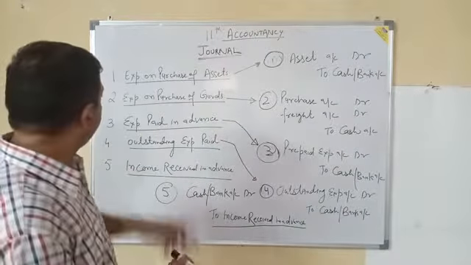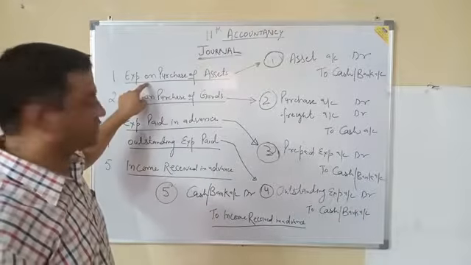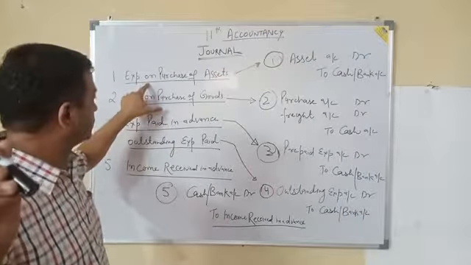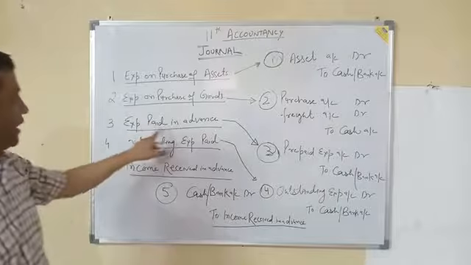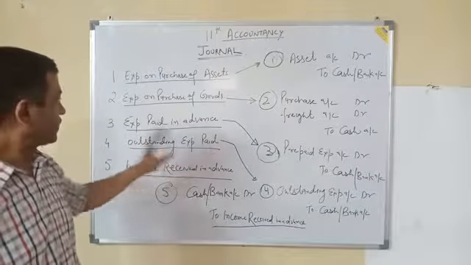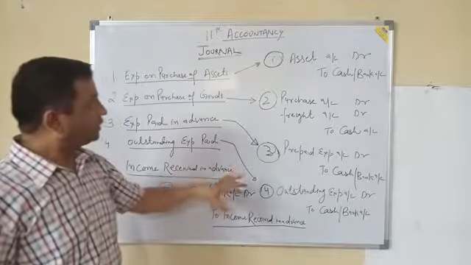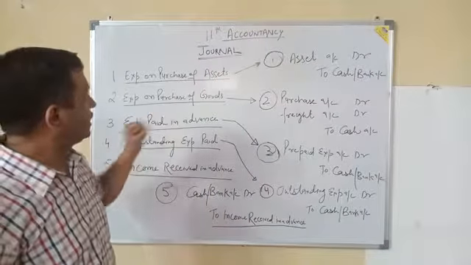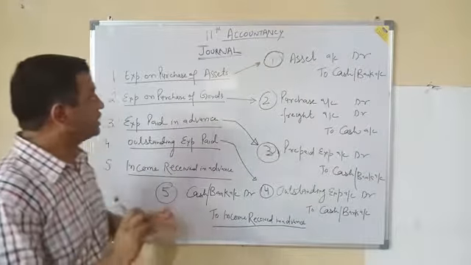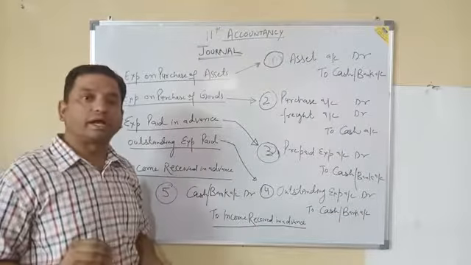So these were the entries relating to expenses on purchase of the asset, expenses on the purchase of goods, expenses paid in advance, outstanding expenses payment and income received in advance. Now in the next phase we will try to understand two different aspects, that is how to deal with the trade discount and cash discount.